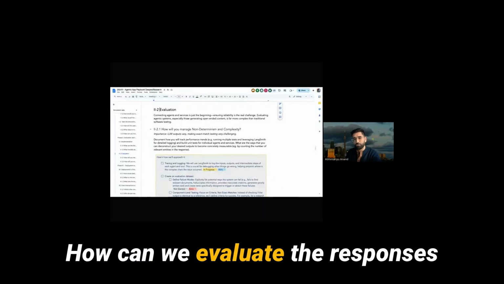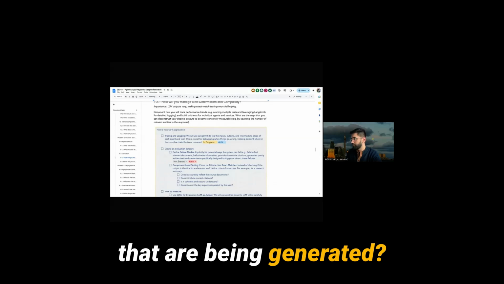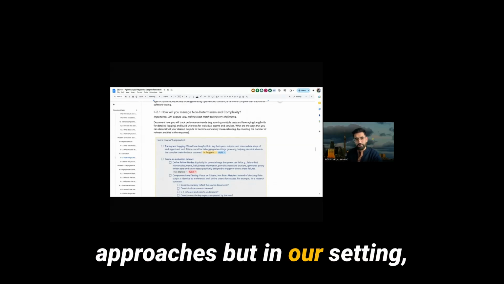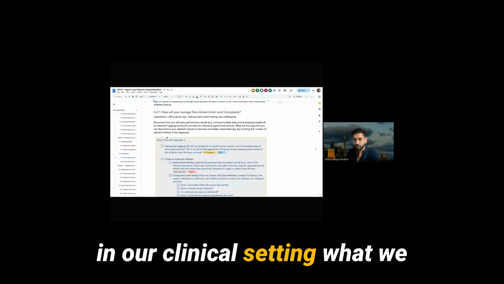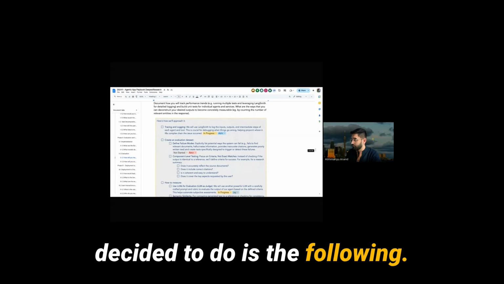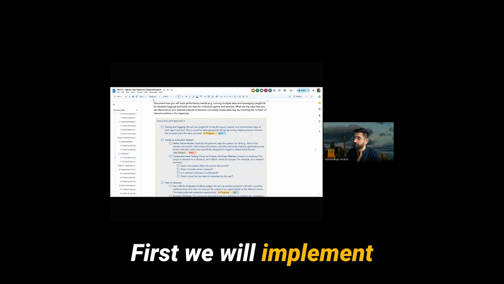How can we evaluate the responses that are being generated? There are lots of different approaches, but in our hypothetical setting, what we have decided to do is the following. First, we will implement tracing and logging.